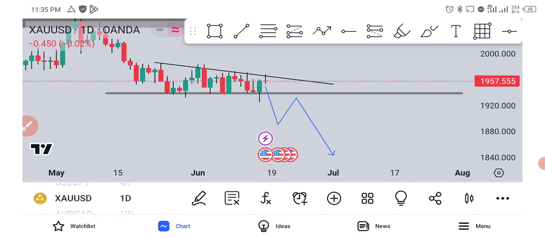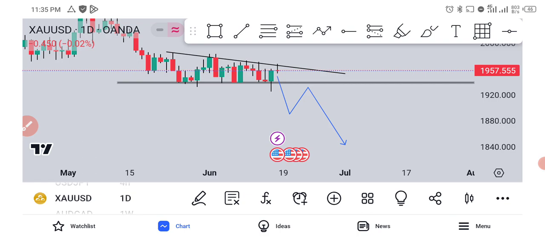A move to the downside that will test this zone and reject to the downside. This is what will happen fundamentally. This is what the market is telling us. But technically it's telling us that the market is buying, but fundamentally it's telling us that the market is selling, and fundamentals always win. So this will be the end of this analysis.